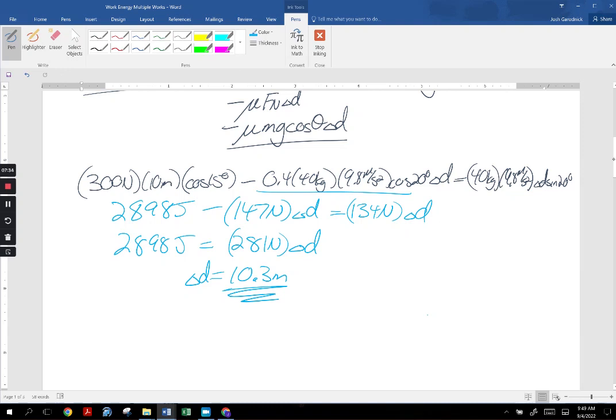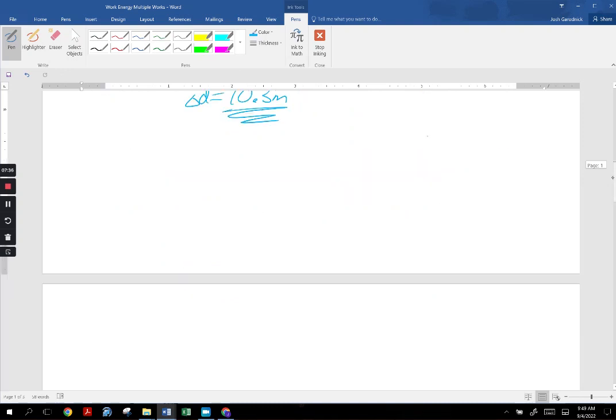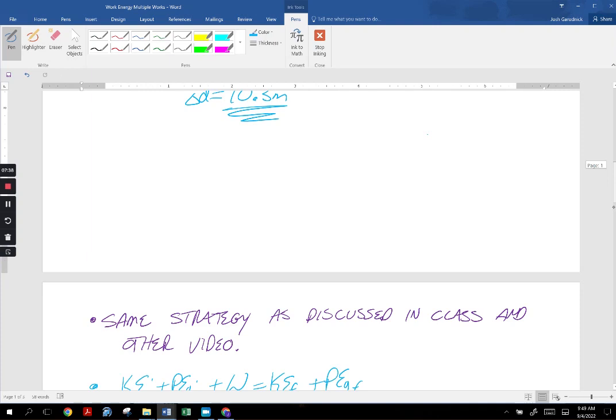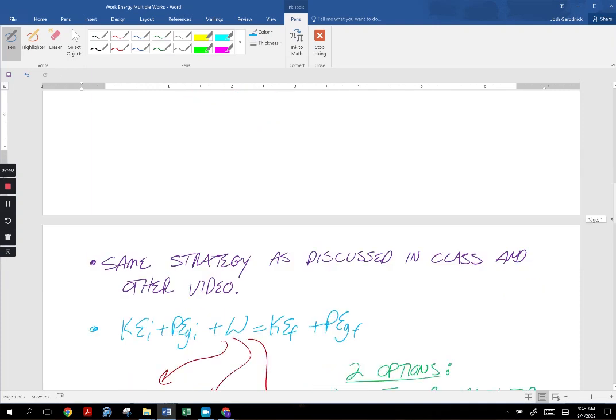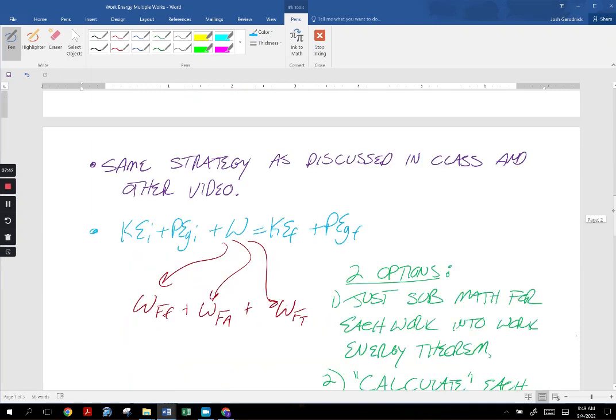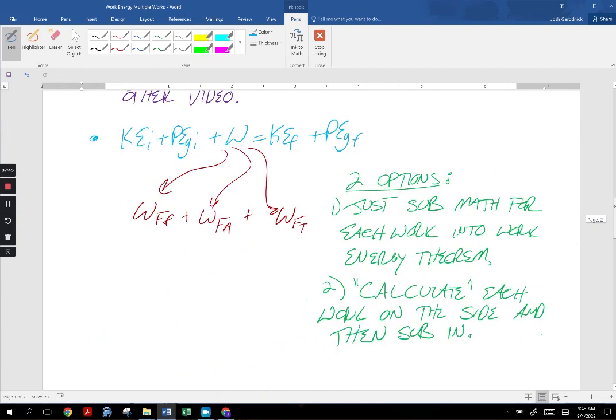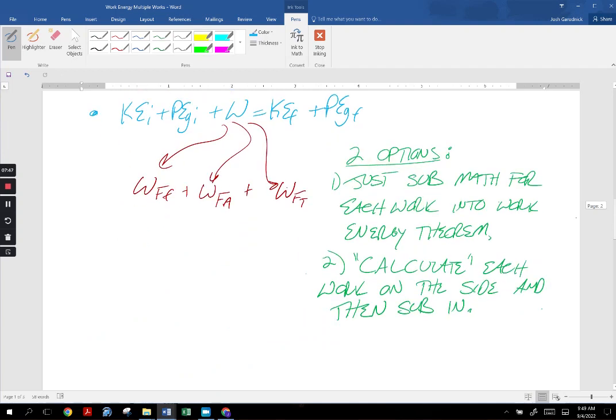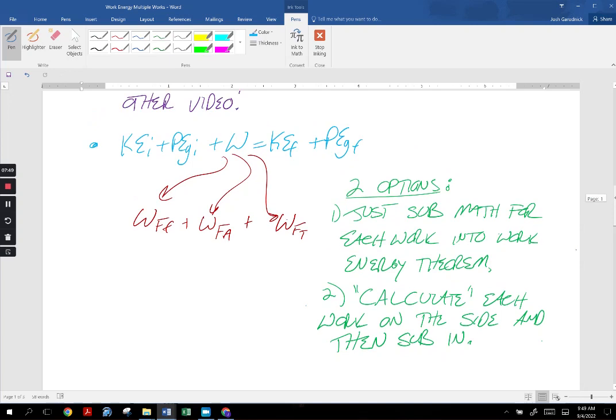Let's review this really quick. I mean, once we got here, it's just doing math. So the basic strategy stays the same, you know, what we did in class. We draw a picture, we label heights of 0. If it's an inclined plane, why is it jumping around so much? Come on, buddy. Come on.